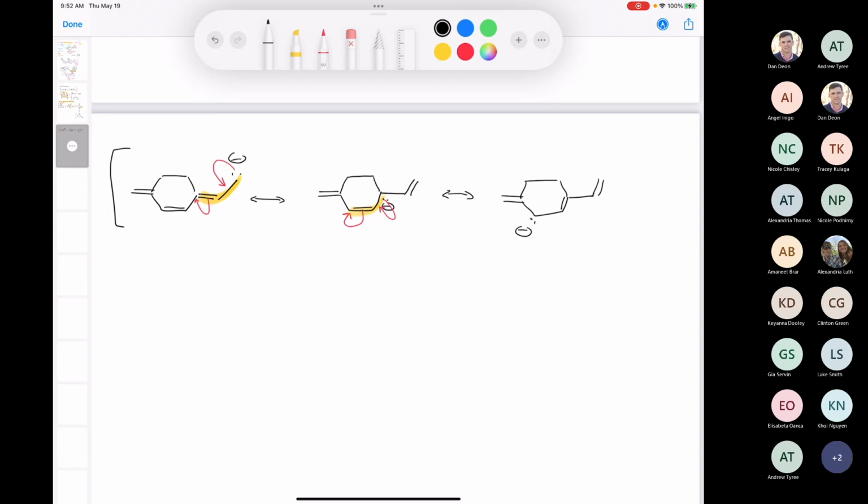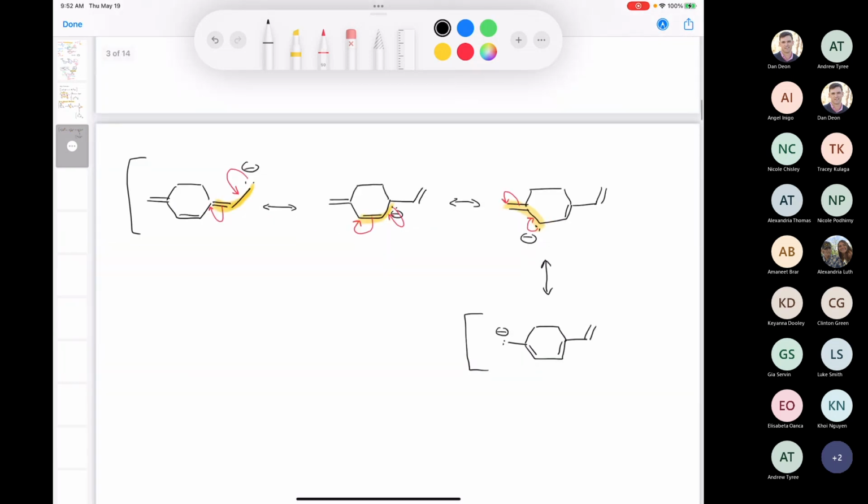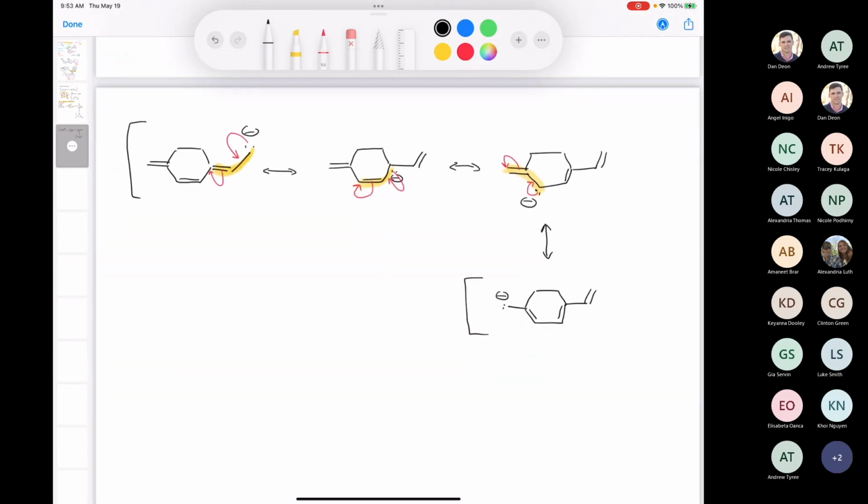All right. And then we can draw another resonance contributor because we have another allylic lone pair. And let's draw that out. So I'm going to take the lone pair, put it here, break the pi bond, put the electrons on the end. I end up with something that looks like this. Or I have my negative charge over here, pi bond here, pi bond here, and I didn't touch this pi bond on the end. And that is our last resonance contributor. Did anybody get all those resonance contributors?